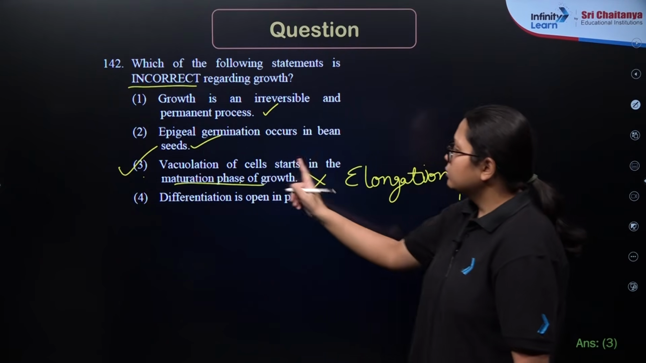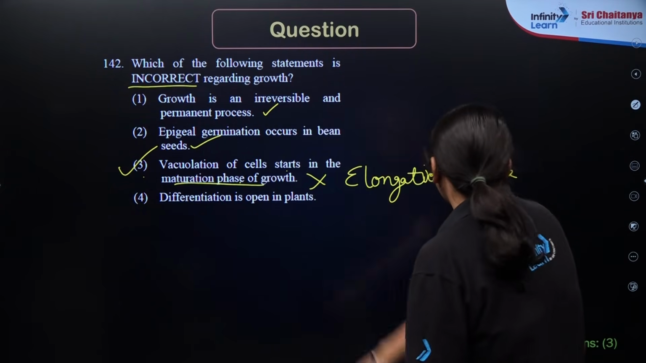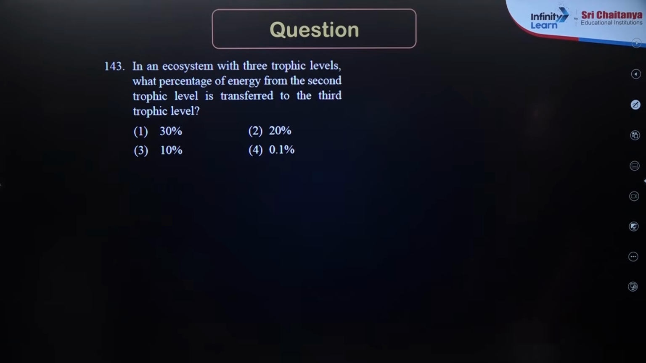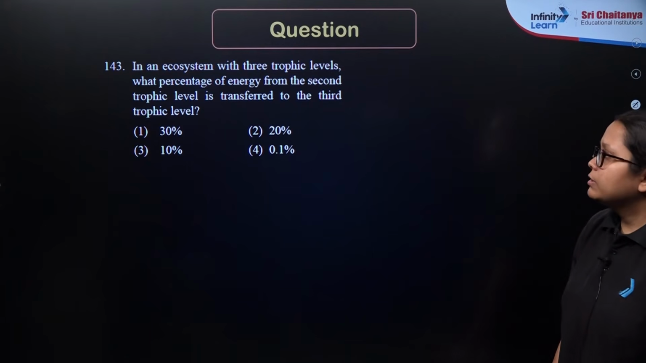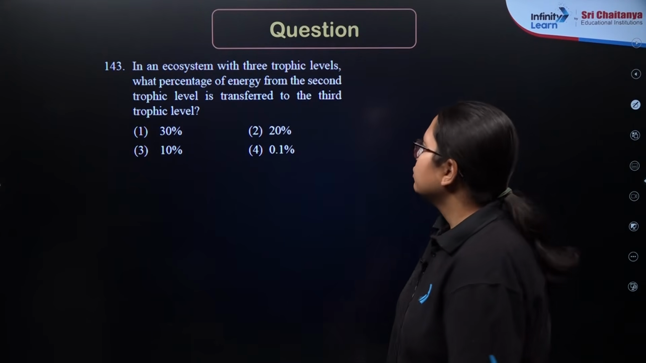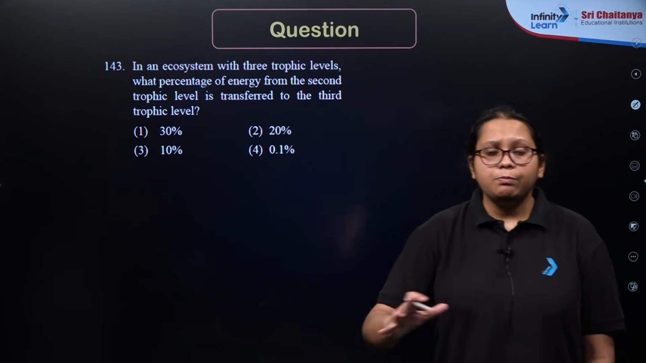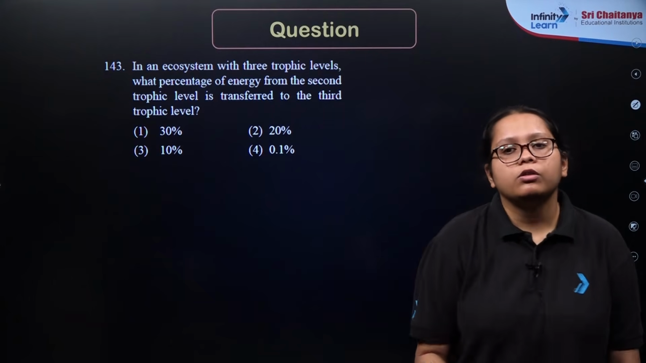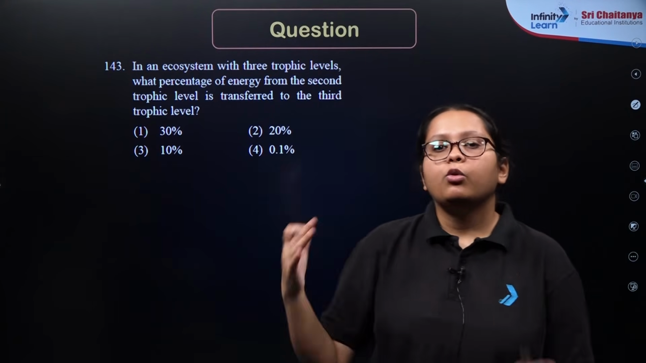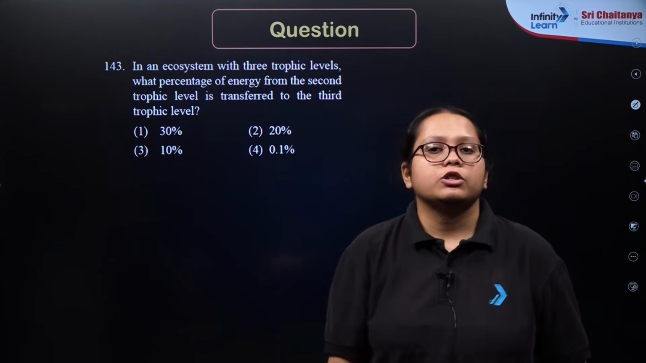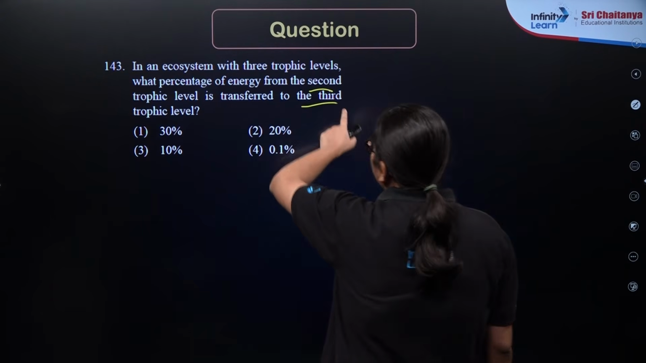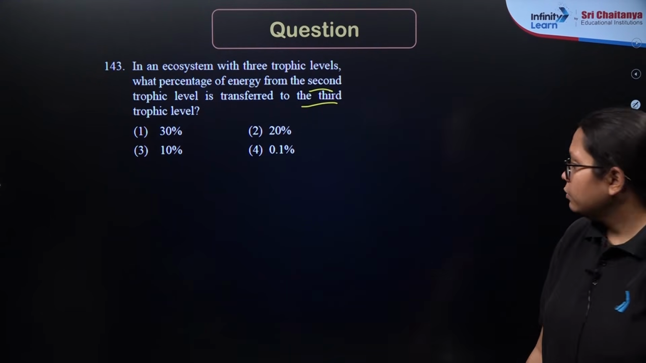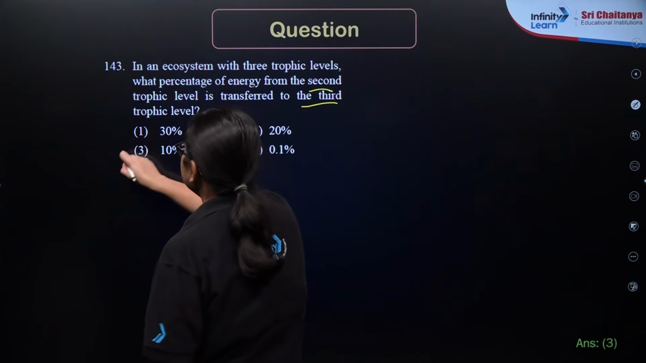So third is wrong about growth. Okay. Next, in an ecosystem with 3 trophic levels, what percent of energy from the second trophic level is transferred to the third trophic level? Simple 10% law, from the lower trophic level to the higher trophic level, only 10% of energy is transferred. Okay, so from second trophic to third trophic level, what percent will be transferred? 10%. The answer is 3.